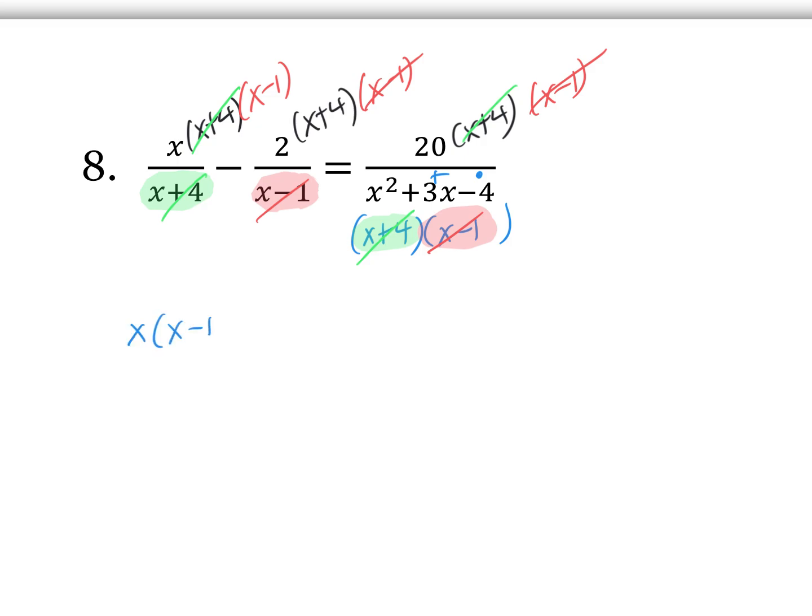Here, I'm going to say what's left. Do you agree we have an x times an x minus 1? The reason I'm not distributing right away is because I feel like we're going to mess up that negative 2. So I'm going to write minus a 2, x plus 4, equals what? Just 20, because my x plus 4 canceled, my x minus 1 canceled. I'm just left with the 20.